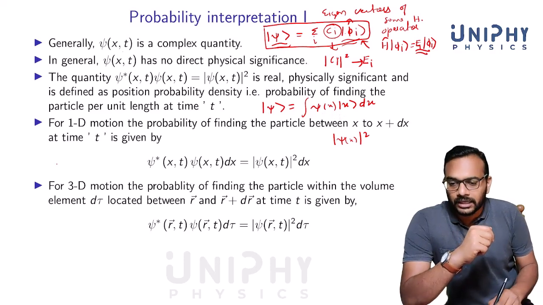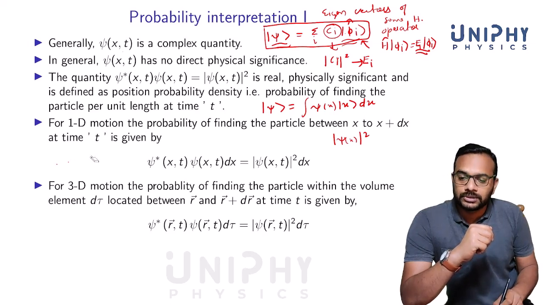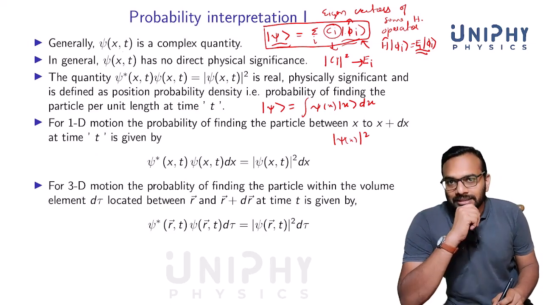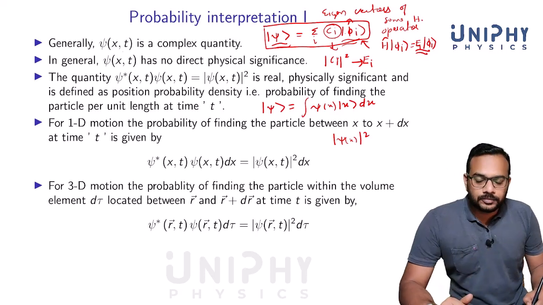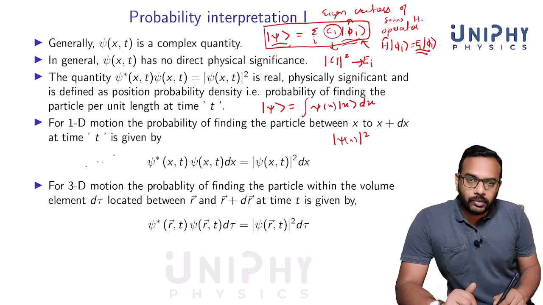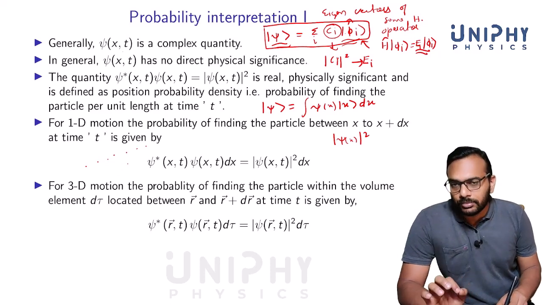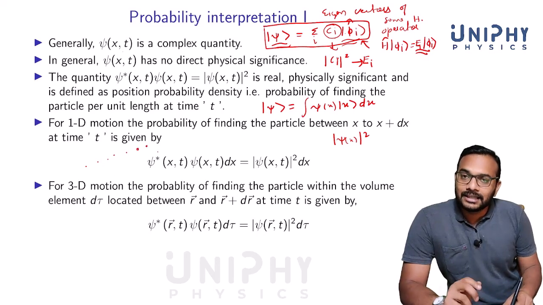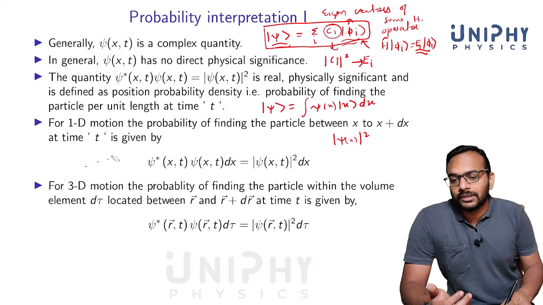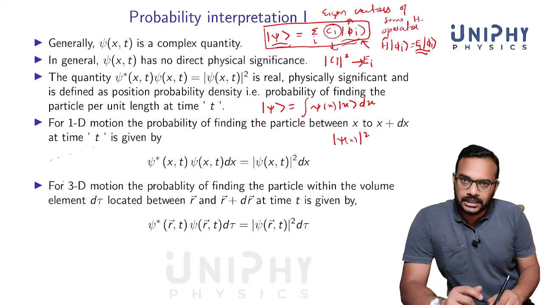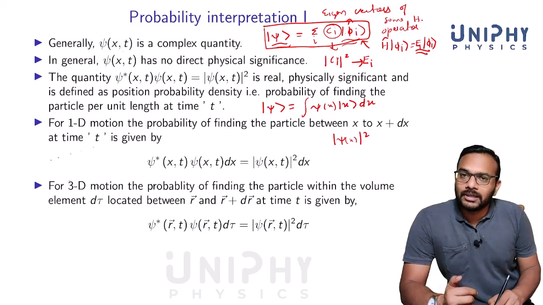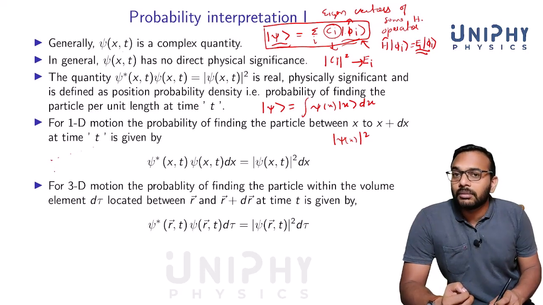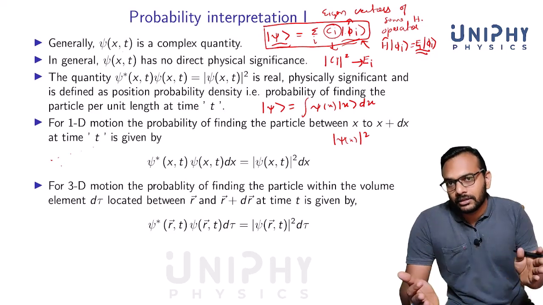There are an infinite number of points in space. So if you ask the following question, what's the probability of finding the particle at one particular point in space? Since there are an infinite number of points, this probability will be 0.